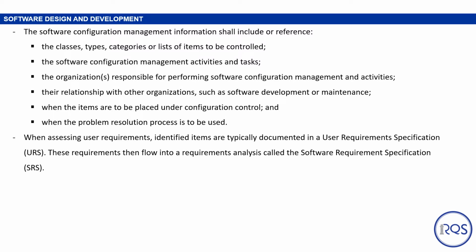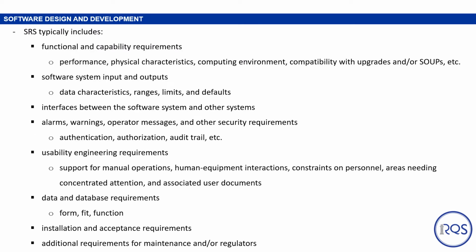When assessing user requirements, identified items are typically documented in a user requirement specification, or URS. These requirements then flow into a requirements analysis called Software Requirement Specification, or SRS. As mentioned earlier, the SRS typically includes functional and capability requirements, and this includes performance, physical characteristics, computing environments, compatibility with upgrades and/or SOUPs, etc.